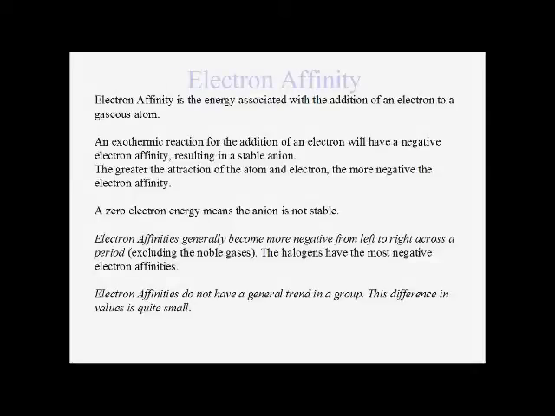Electron affinity. This is to create a negative ion, an anion. So it's the energy released when we add an electron to a gas phase atom. So for the anion to be stable, it has to release energy. So this is an exothermic process. And the more stable the anion is, the larger our electron affinity is. So a zero electron affinity means that the electron is not stable and it will fall off.